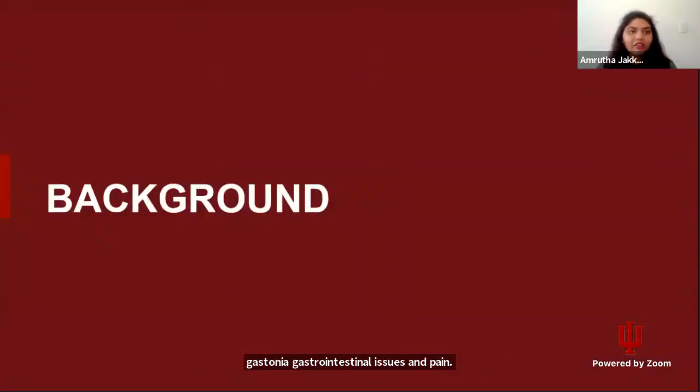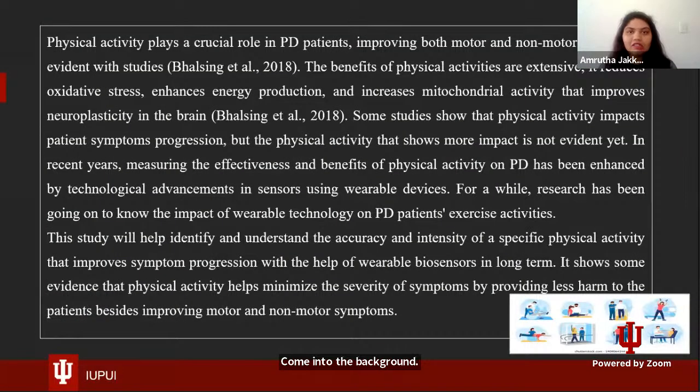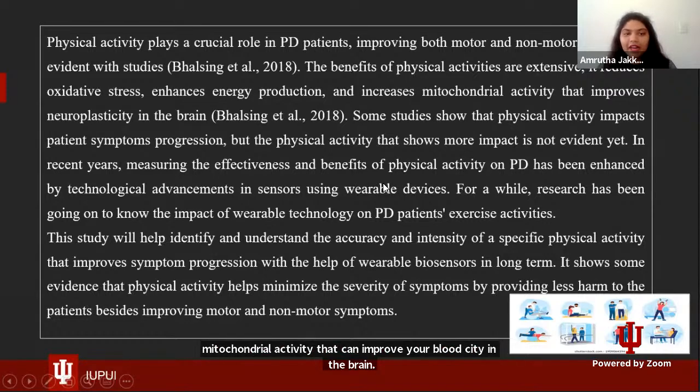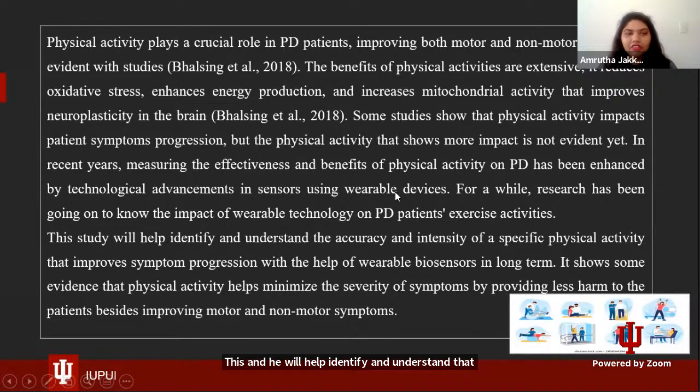Coming to the background, physical activity plays a crucial role in Parkinson's disease patients, improving both motor and non-motor symptoms, evident with some studies. The benefits of physical activities are extensive, but the research is still going on. Physical activity can help reduce oxidative stress, enhance energy production, and increase mitochondrial activity that can improve neuroplasticity in the brain. This study will help identify and understand the accuracy and intensity of specific physical activities that can improve symptomatic progression with the help of wearable biosensors in the long term. It shows some evidence that physical activity helps minimize severity of symptoms by providing less harm to the patients besides improving motor and non-motor symptoms.